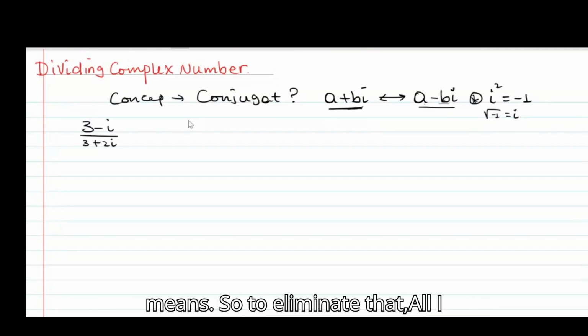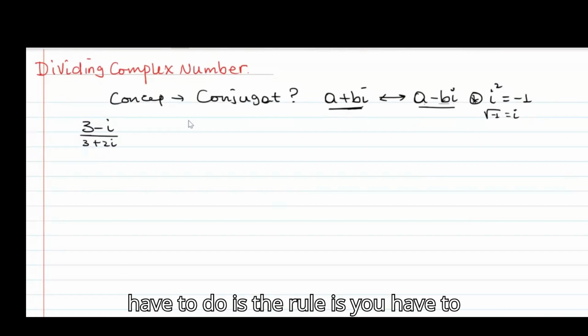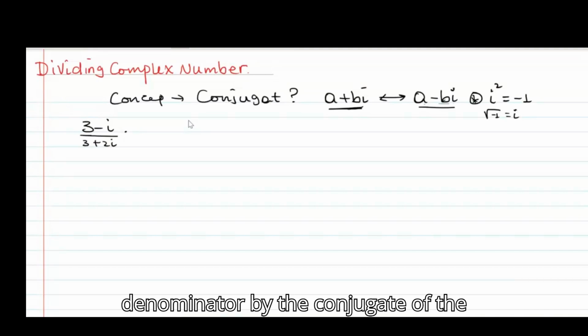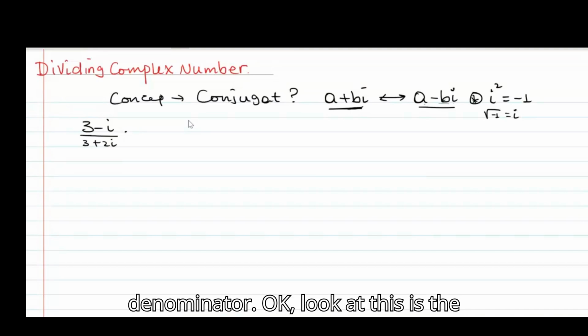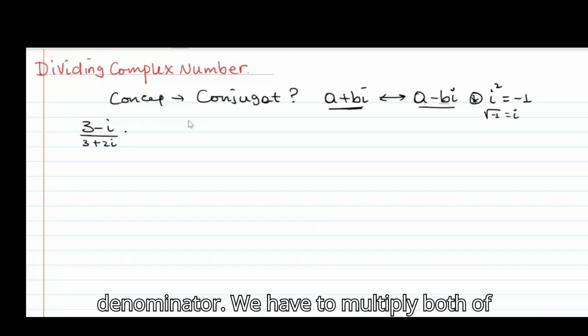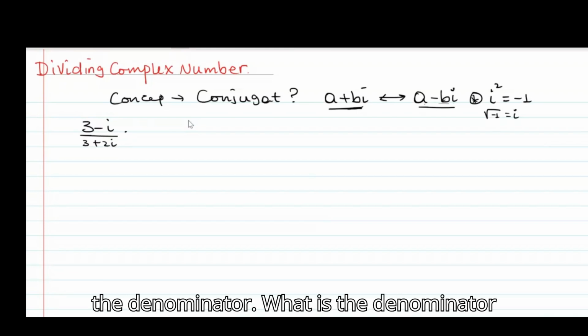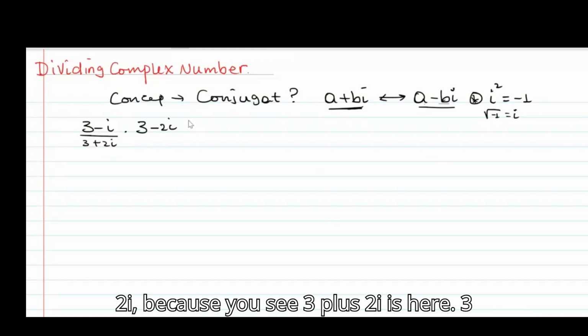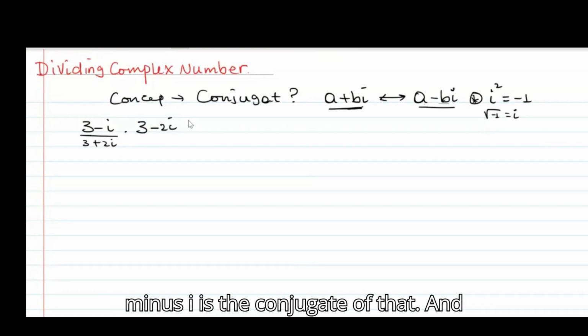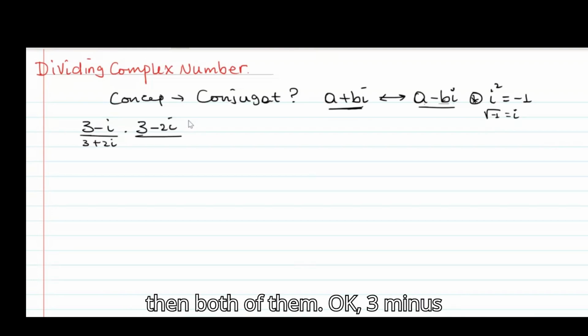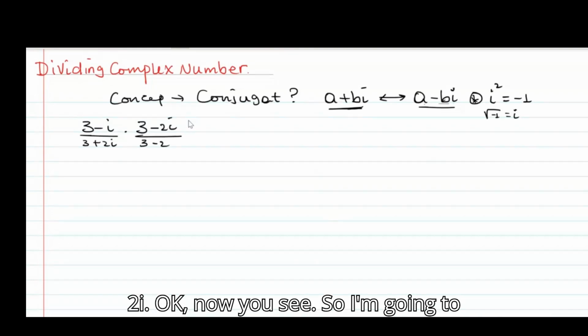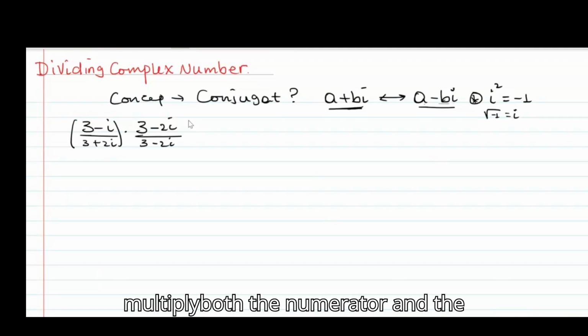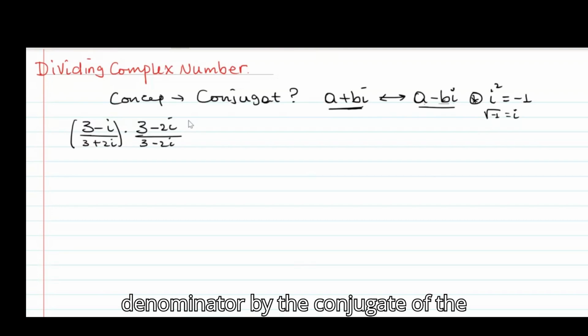To eliminate that, the rule is you have to multiply both the numerator and denominator by the conjugate of the denominator. Look, this is the denominator, 3 plus 2i. What is the denominator's conjugate? It's 3 minus 2i, because 3 plus 2i is here and 3 minus 2i is the conjugate of that. So I'm going to multiply both the numerator and the denominator by 3 minus 2i.